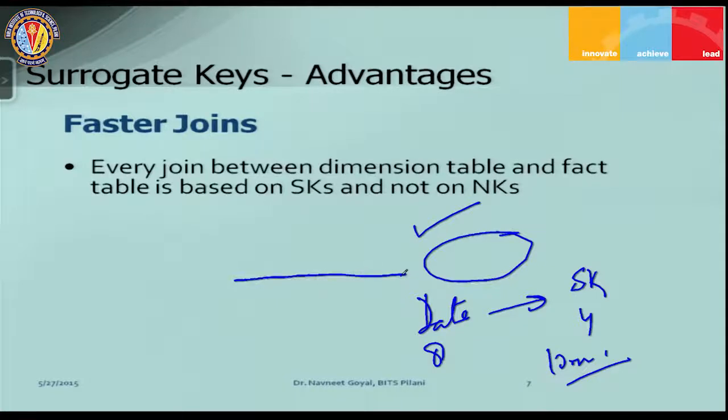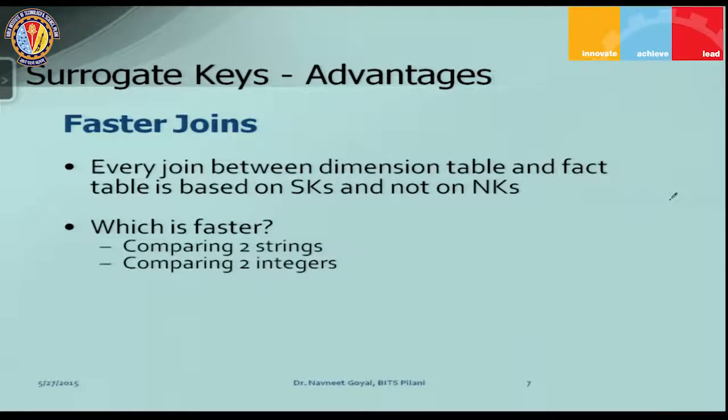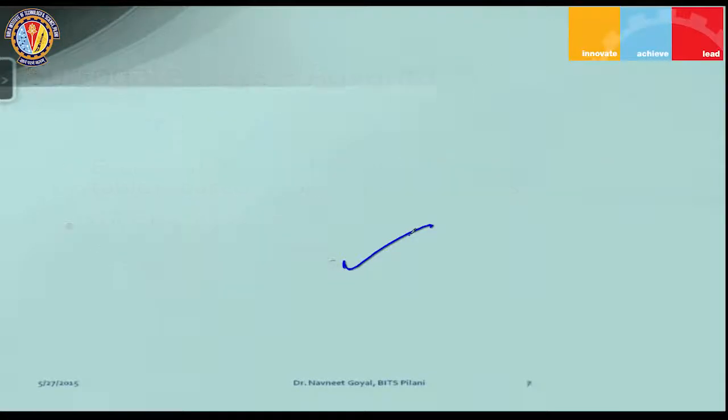The second advantage is faster joins. Every join between a dimension table and the fact table should be based on surrogate keys and not on natural keys. The reason we'll try to find out. Which is faster, comparing two strings or comparing two integers? Definitely comparing two integers is much faster than comparing two strings. And surrogate keys, as you know, are integers, and natural keys are typically strings.